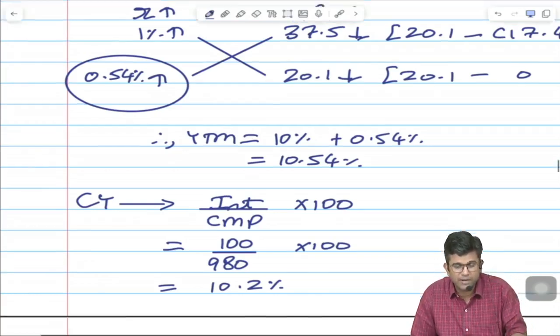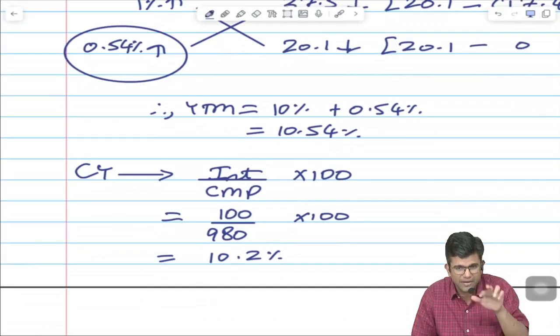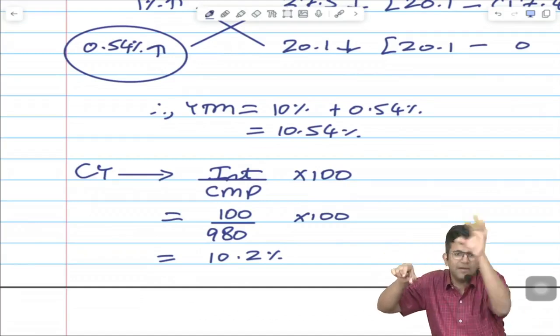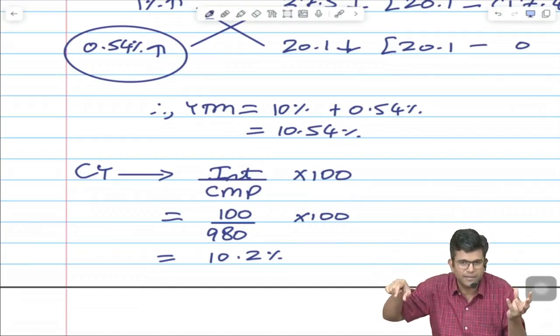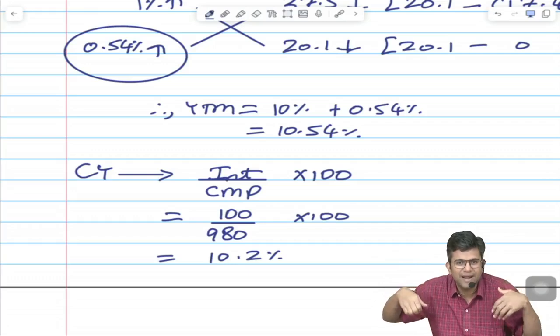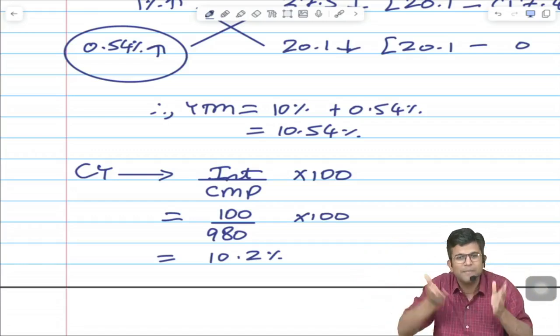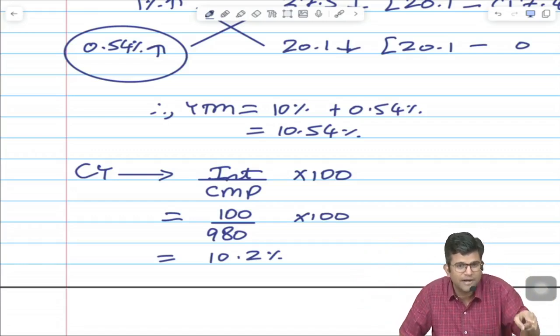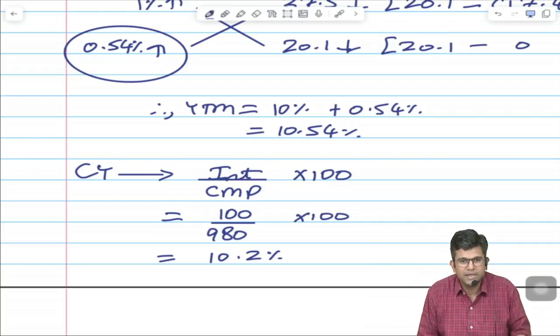So in our calculation, we are given 980 first, and by that we calculate 10.54%. But the reality is different. The reality is, why is the price 980? Because people wanted 10.54%. Because they wanted 10.54%, that is why 980 came. Is it clear till here?